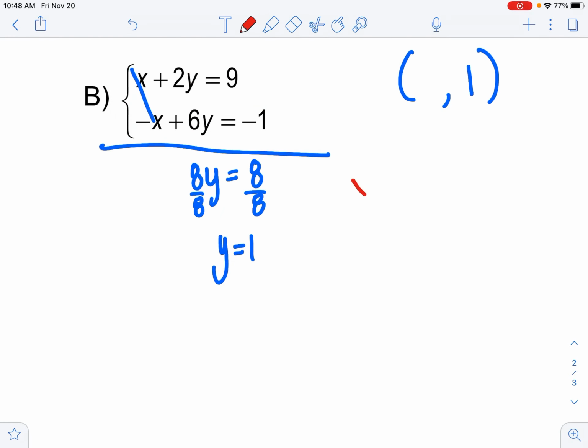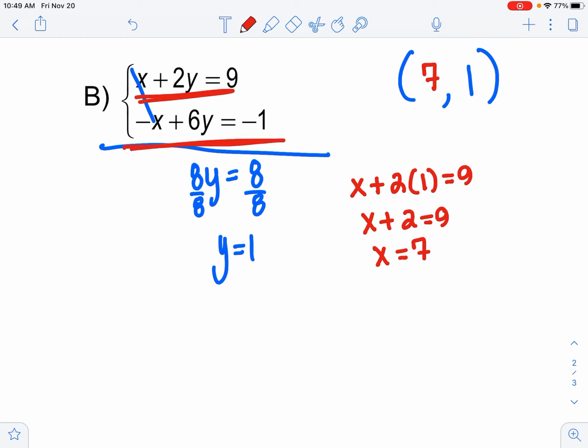So I'm going to start to write my answer with the y value being 1. All right, now I'm going to find the x value. So I'm going to say x plus 2 times y, which was 1, is equal to 9. x plus 2 is equal to 9. Subtract 2, and I get x is 7. So my answer is (7, 1).